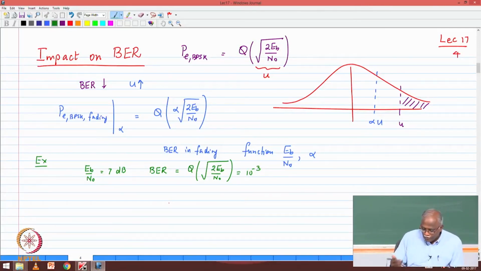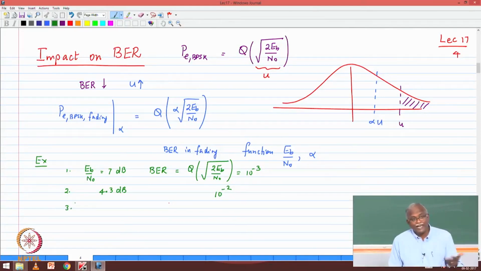Now I am doing an experiment in a fading channel. In the first experiment, the SNR comes out to be 7 dB, alpha equal to 1, just by chance. The second experiment that I tried out, the SNR came out to be 4.3 dB. The BER, I plug it into the Q function, comes out to be 10 power minus 2. You can check these values.